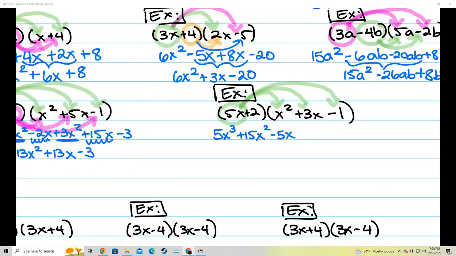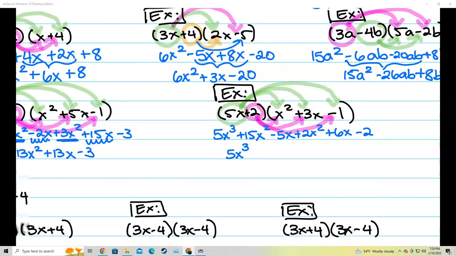I'm going to go ahead and move on to the 2. Take that 2, distribute it. 2 times x squared, that's going to give me a 2x squared. 2 times 3x, 2 times 3 is 6, so that's a plus 6, and I still have the x. 2 times negative 1, that's going to give me a negative 2. And I'm done distributing. I'm going to go ahead and combine like terms. I'm going to start with the highest exponent, which in this case is going to be the 5x cubed. I don't see any other x cubed, so I'm just going to bring it down.